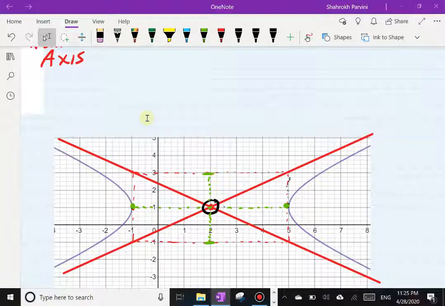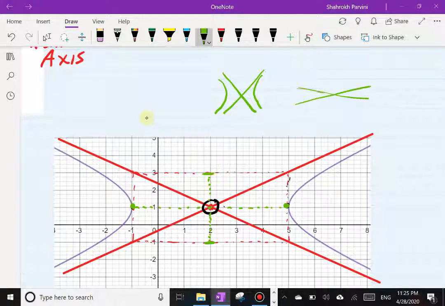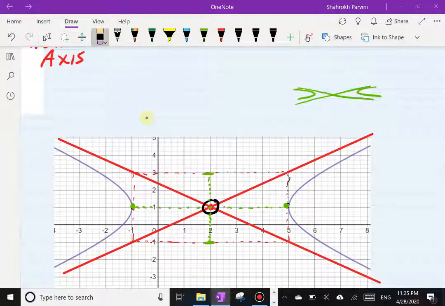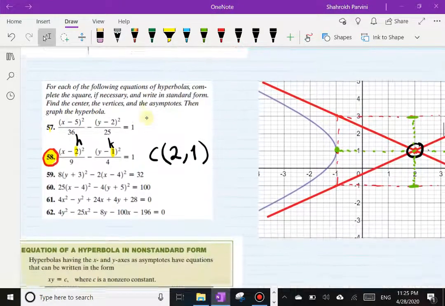Now, how wide, how narrow the branches get depends on the asymptotes, right? So, for example, if my asymptotes look like this, and I have a horizontal hyperbola, that's going to be like that. If my asymptotes look like that, and my horizontal, there you go, hyperbola is going to look like that. So again, how narrow or wide, how flat these branches get depends on the position of asymptotes. Okay, and we're done with that part.